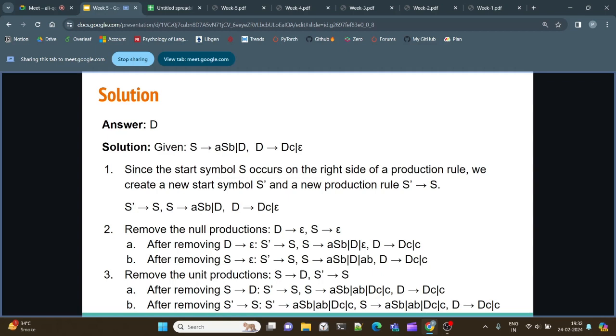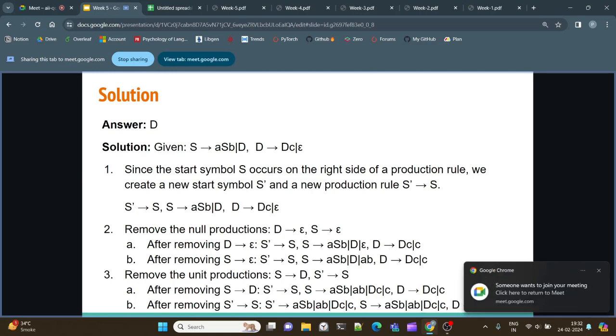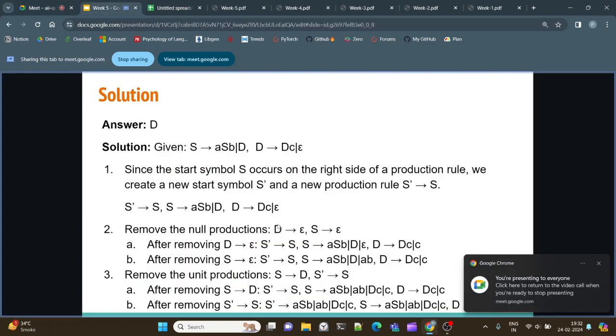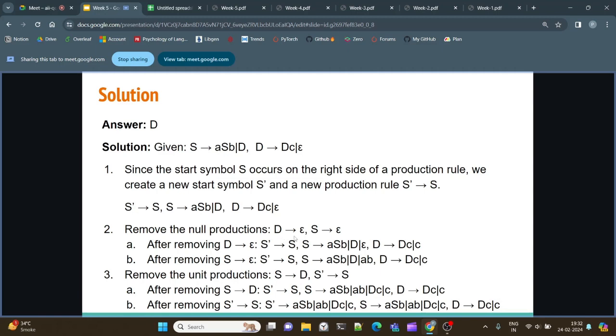Yes, I can explain. Yes, sure. Let's first understand what a null production is. Here we had a rule that D can be derived as epsilon. Such examples, where I have a non-terminal on one side which could be expanded as a null string, are considered null productions and we need to remove them.